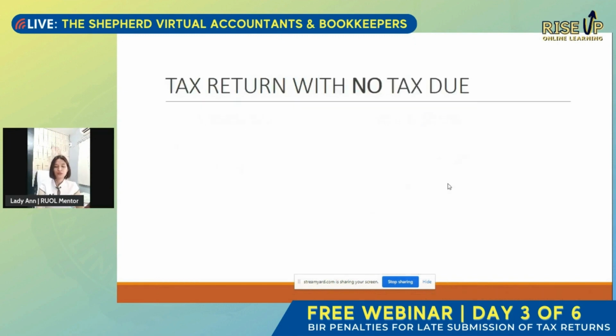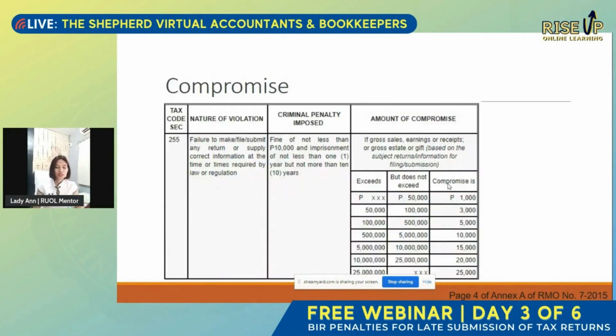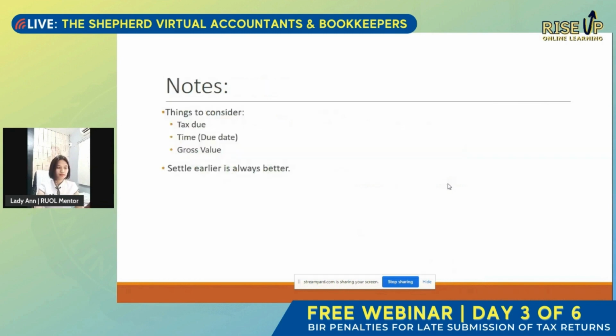So, for no tax due, yung difference lang nila is the basis. The basis will be the gross sales, earnings or receipts, or the gross sales or gift. So, since walang tax due dito, yung gross value yung magiging basis ng compromise. But still, the lowest is 1% and 1,000 and the highest is 25,000. So, madali lang siya, di ba?